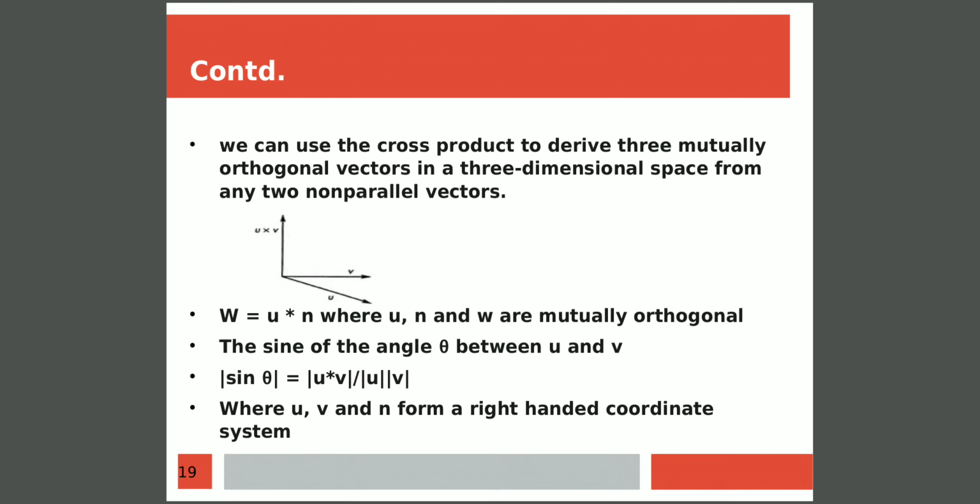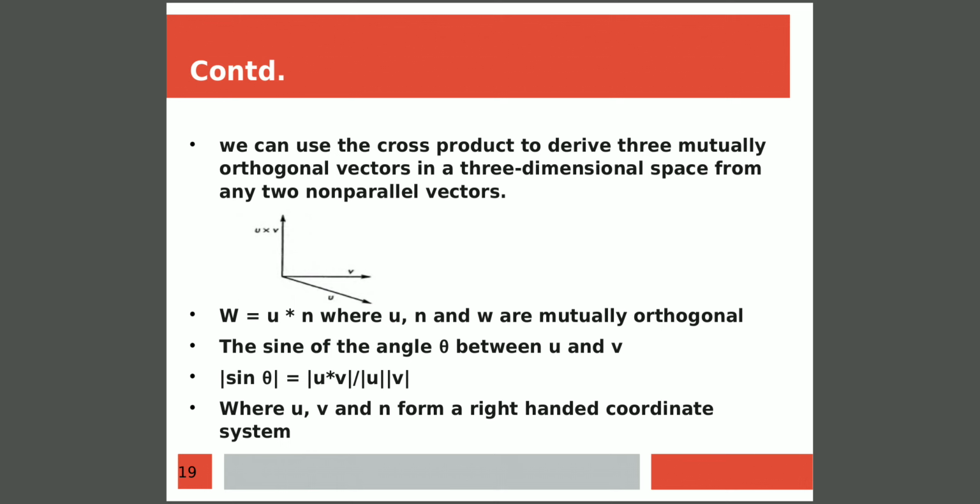With respect to u and v, the first mutually orthogonal vector we got is u cross v. We'll call this vector n. So u is one orthogonal vector, and u cross v, that is n, is the next orthogonal vector. Now we need to find the third mutually orthogonal vector. We'll call that orthogonal vector w. w will be obtained by u cross n.